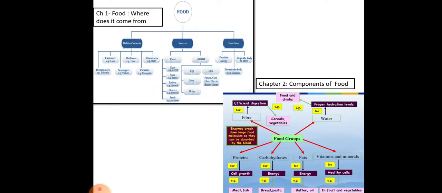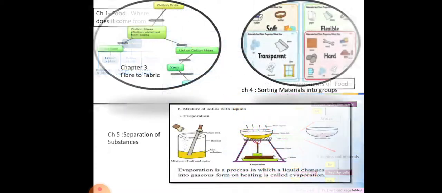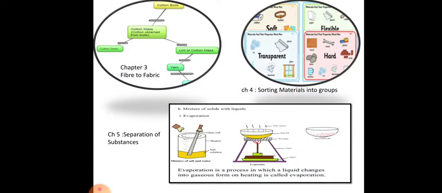The second chapter is Components of Food. In this chapter we learn about nutrients, balanced diet, and how nutrients are helpful to our body. The third chapter is Fibre to Fabric: natural and artificial fibres and making of fabric from plant and animal fibre. The fourth chapter is Sorting Materials into Groups, like hard and soft materials. And the fifth chapter is Separation of Substances, where we learn how to separate solids and liquids.